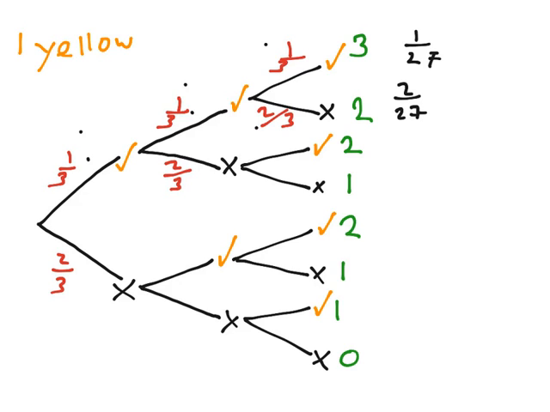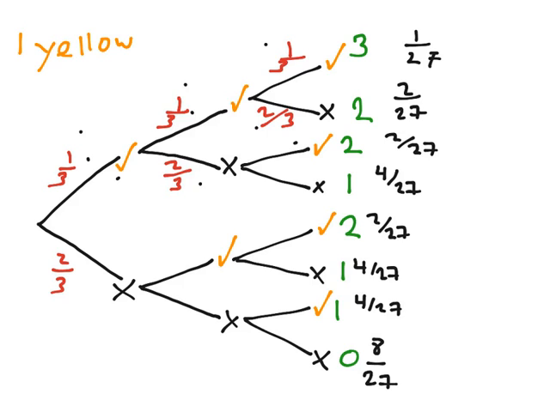Now, if I repeat that, going all the way down, it's a third times two thirds times one third, that's 2/27. This next one is one third times two thirds times two thirds, which is 4/27. And then I'll carry that down all the way. That's 2/27 there. The one is 4/27. And the last one there is 4/27. And the very bottom one is two thirds times two thirds times two thirds, which is two times two times two, eight, which is 8/27.